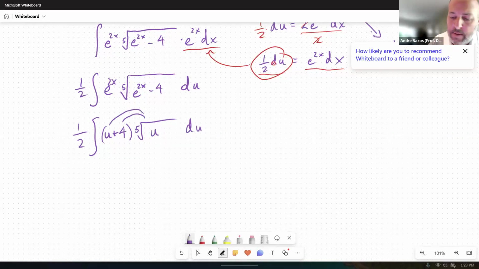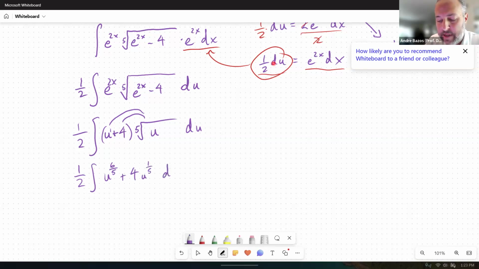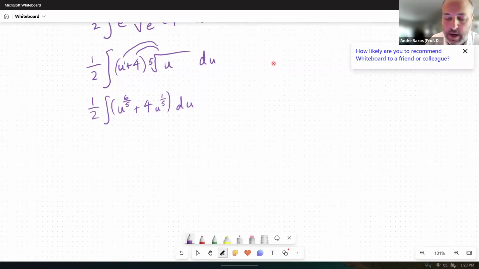This is a one-term thing underneath the power. It's the 1/5 power, so I can think of this as 1/2 integral of u to the 1 power plus u to the 1/5 power will be u to the 6/5 power, plus 4 times u to the 1/5 power. And then we have du on the outside of this. So let's go for it. I see power rules all over the place.